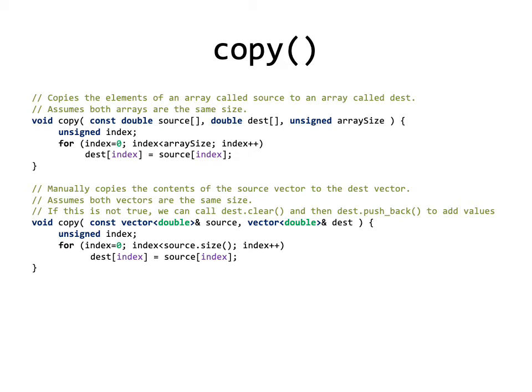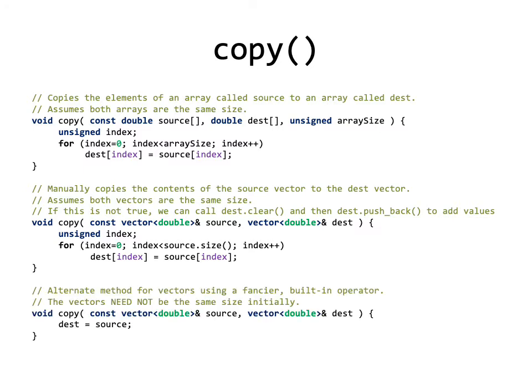And there we go. So again, for the source array, we're using the const keyword because we're only reading from it. And then double dest, we're not using the const because we're writing to that. We're changing the values of the destination array. Other than that, this method looks exactly like the vector version of copy.